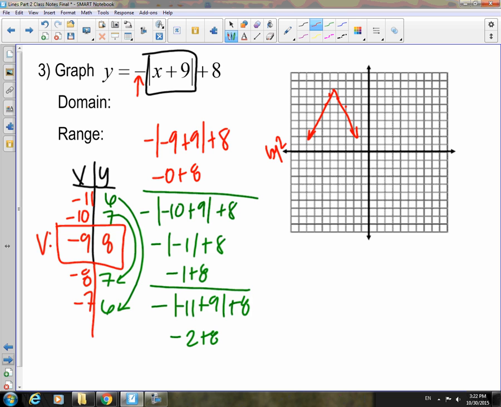Okay, so if I look at my domain and range, I've got x equals all reals again. This time mine is opening down and I have a high point of 8. So now my range is going to be less than or equal to my high point of 8.